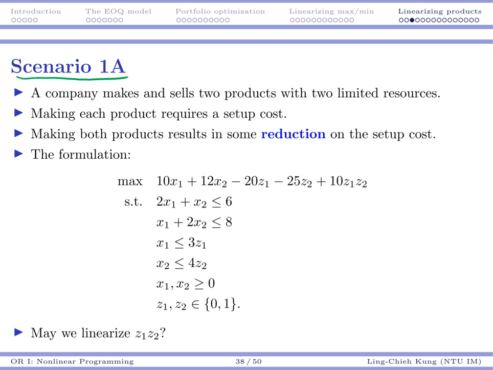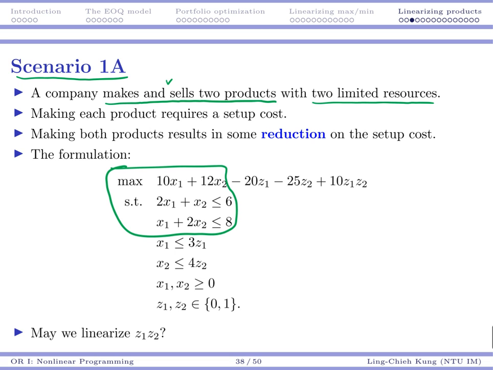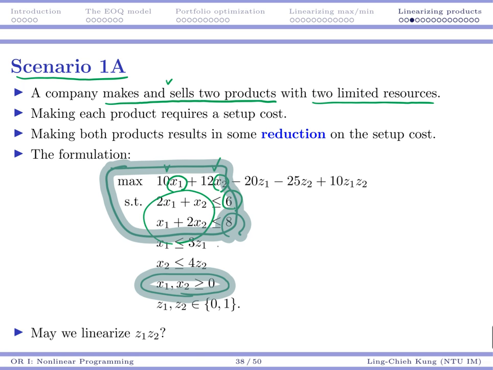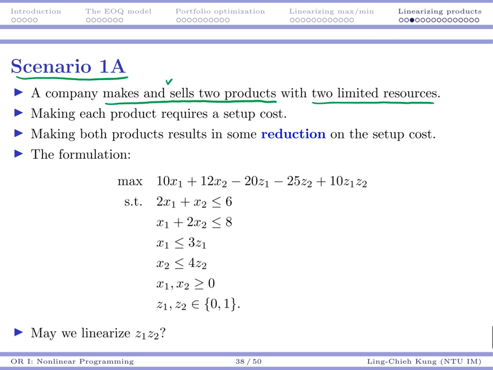So let's consider this example. We have a company, and this company is making two kinds of products and sells them to a market. There are limited resources. If you look at this part, it looks very intuitive. You have limited resources. You want to make products and sell them to get some money. You need to have some consumption on resources. And all these variables are non-negative. Very typical resource allocation problem.